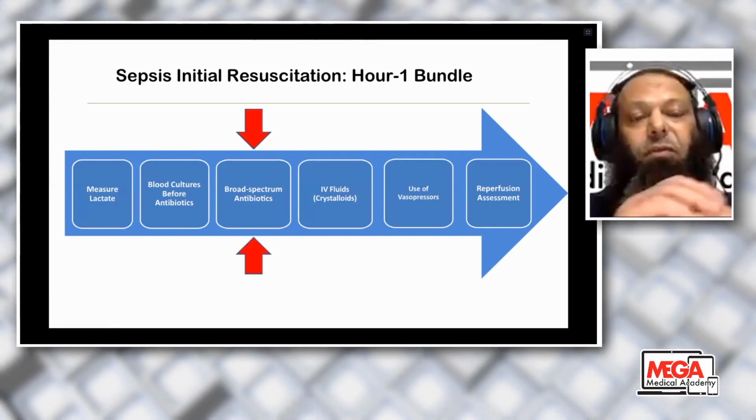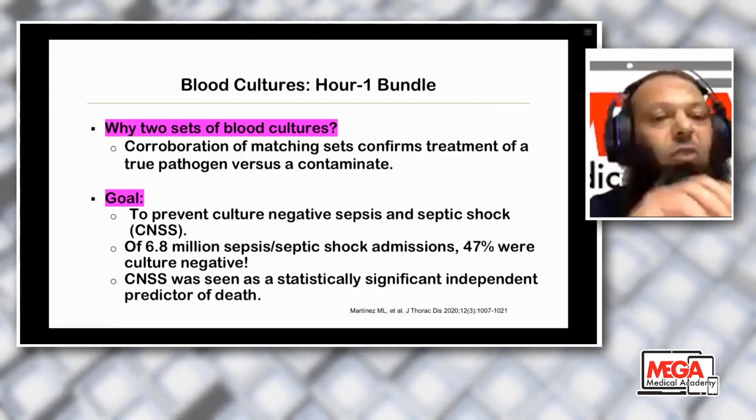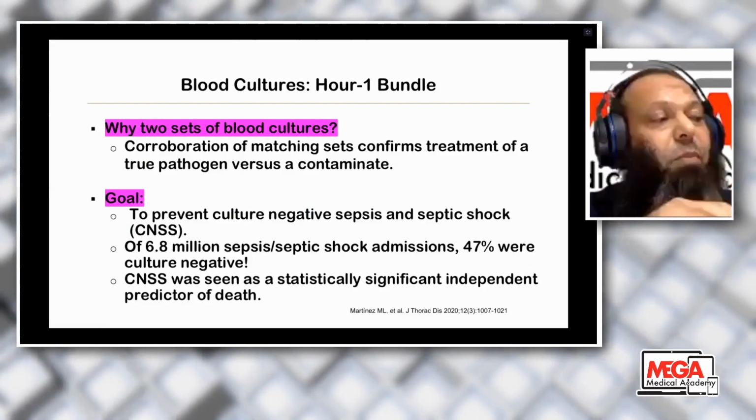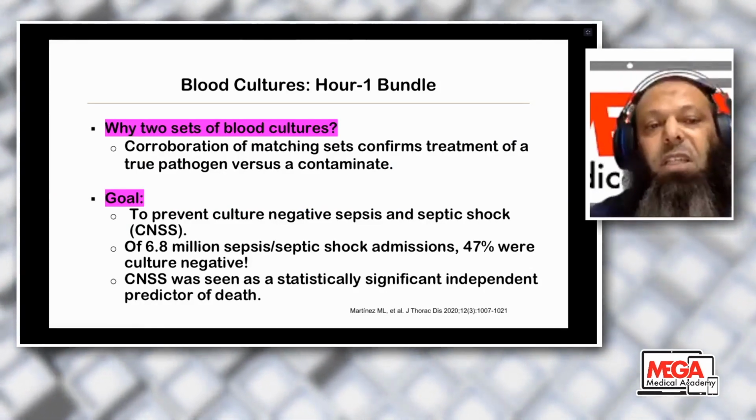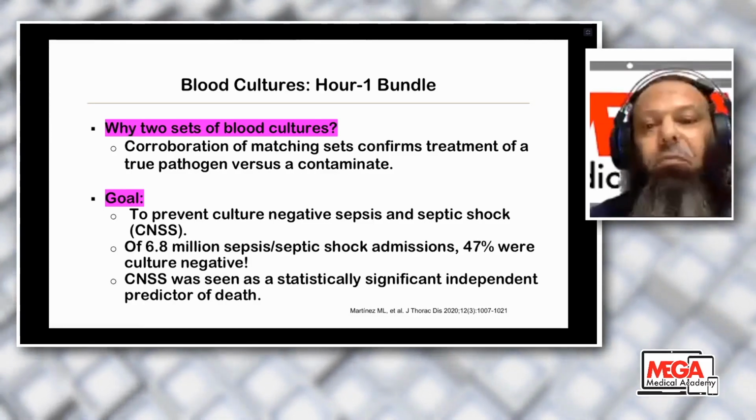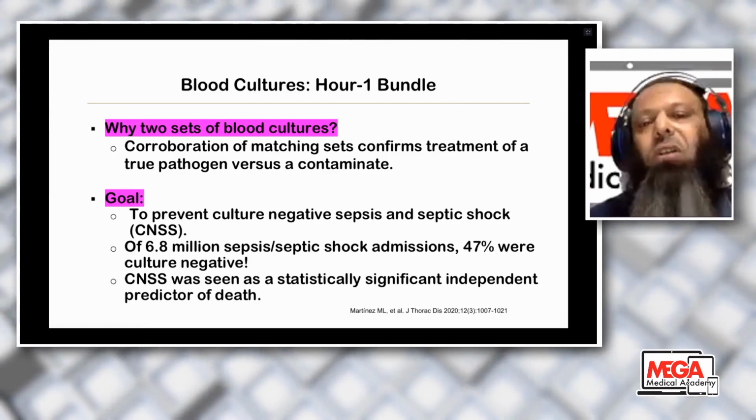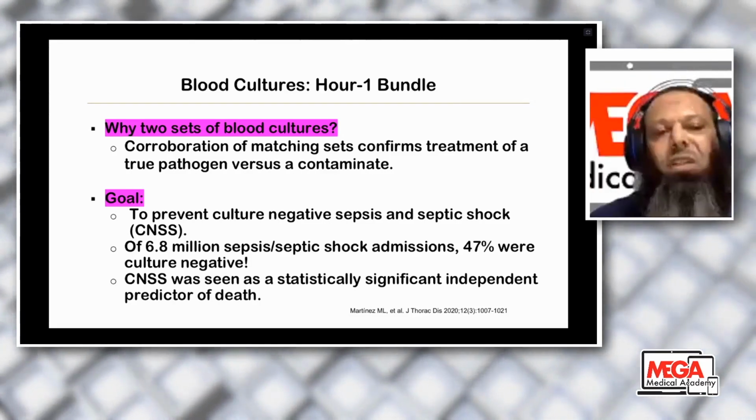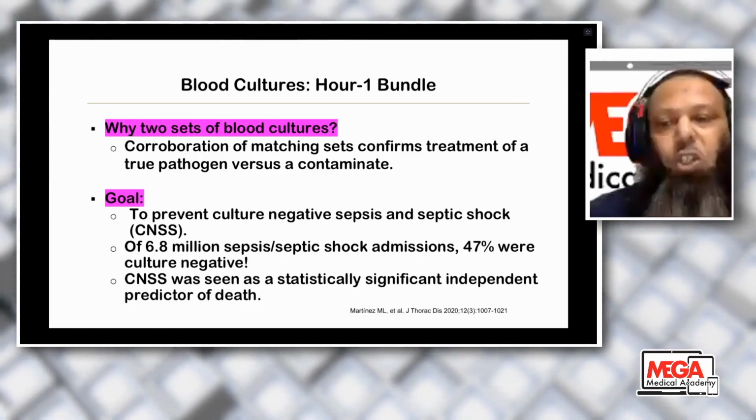Before moving to antibiotics or the blood culture, Hisham already said, I would just like to add this slide. Why do we usually recommend, or the Surviving Sepsis Campaign recommend, 2 sets of blood cultures? First is because of the incorporation of matching sets. It confirms the treatment of a true pathogen, not a contaminant. This is why we use 2 sets, not 1 set. The goal is to prevent culture negative sepsis and septic shock.